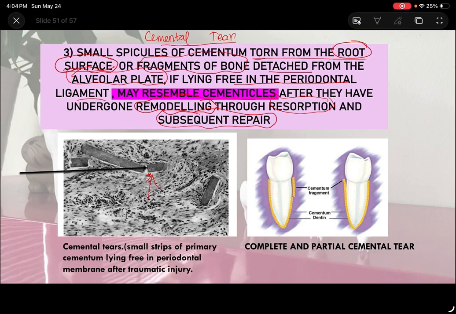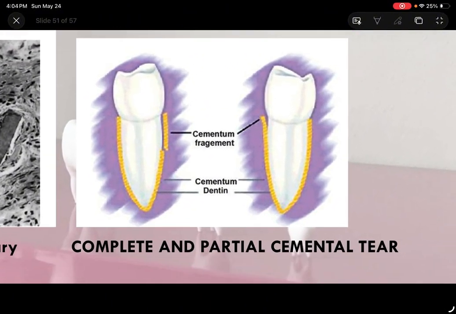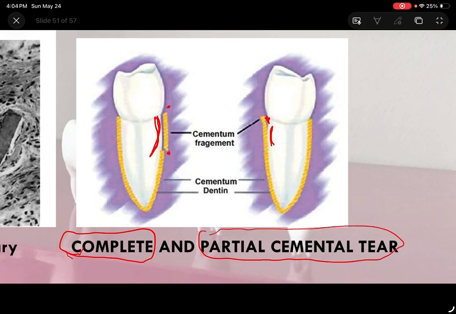And here you can see complete and partial cemental tear. This one is torn from both sides and completely detached from the root surface. This is complete cemental tear, whereas here you can see there is a partial cemental tear from the root surface.